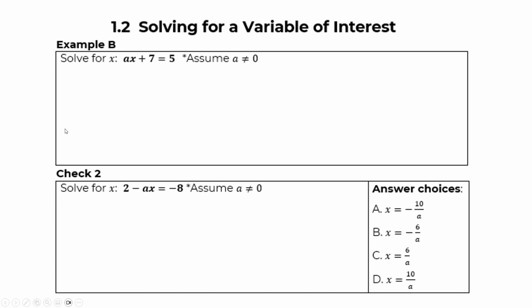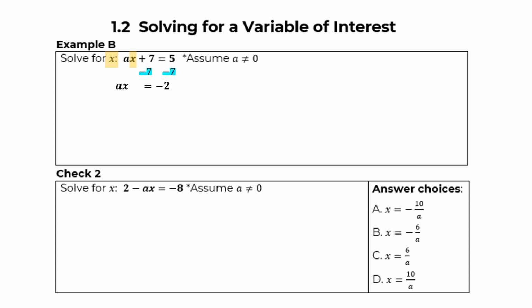So going on to example B. Now we have some numbers. So when we have some numbers, we're still going to do the same thing, but we're not going to have one true exact answer at this time. Okay, so we're going to solve for x. So we need to get that x by itself. We're going to subtract 7 from both sides.